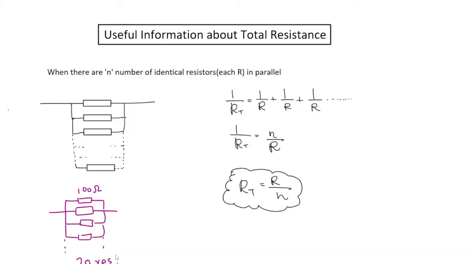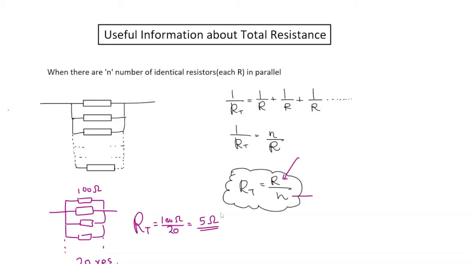connected like that. When you have 20 of them connected, the total resistance is simply the value of one resistor divided by the number of resistors. So that's 100 ohms divided by the number of resistors, which in this example is 20. 100 divided by 20, so the total resistance is 5 ohms.